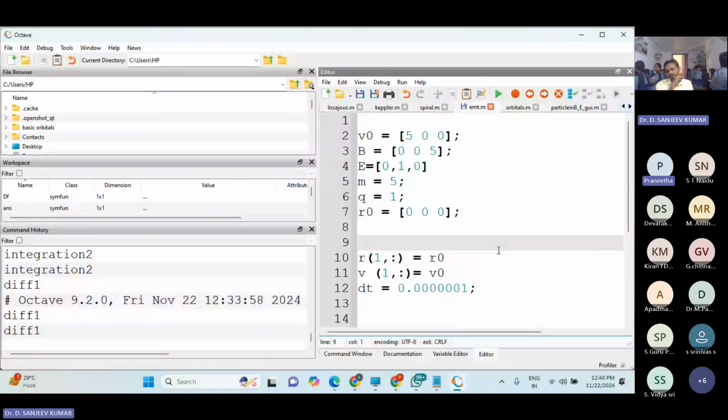These are my initial conditions. Initial velocity 5 units, magnetic field 5 units along Z, electric field 1 unit along Y, mass 5 units, charge 1 unit, initial position 0, 0, 0.